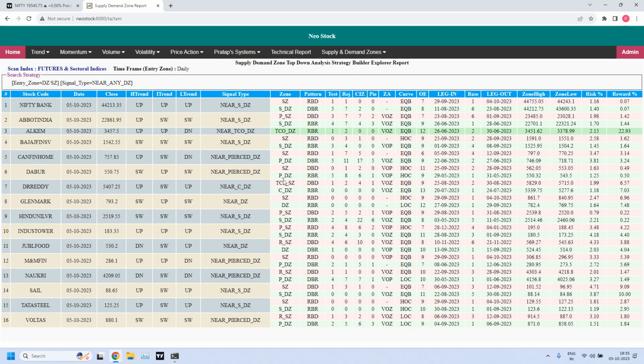And what else we have? Dr. Reddy, C underscore DZ, it is a fresh zone and it is at the equilibrium. And look into the trend: uptrend, sideways and uptrend. Daily is up, it is a good sign because we are going to the 75 minutes time frame for fine tuning. Because it is a fresh zone, try to find a 75 minute zone near the daily demand zone high, that is zone high.